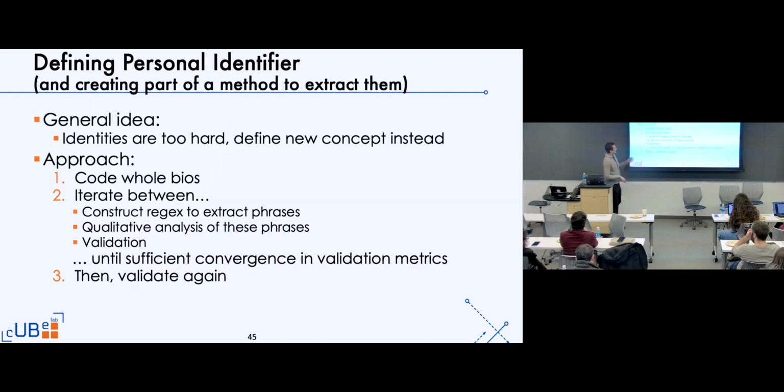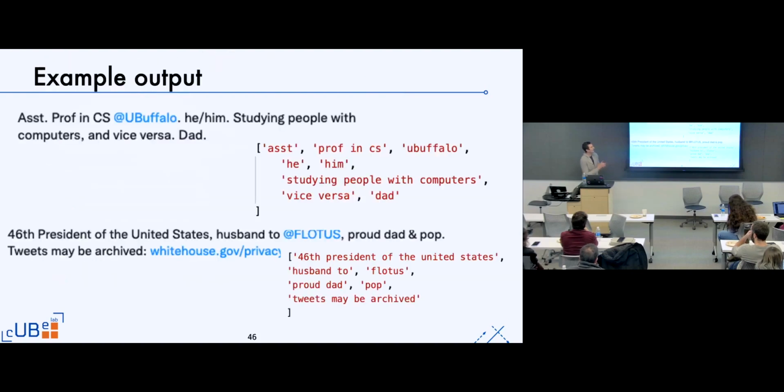How do we define it? Just qualitative work, sort of iterating with a regular expression. So we came up with a regular expression. We said, what are these things that we pulled out? And then we iterated through both the regular expression and trying to come up with our definition of personal identifier.